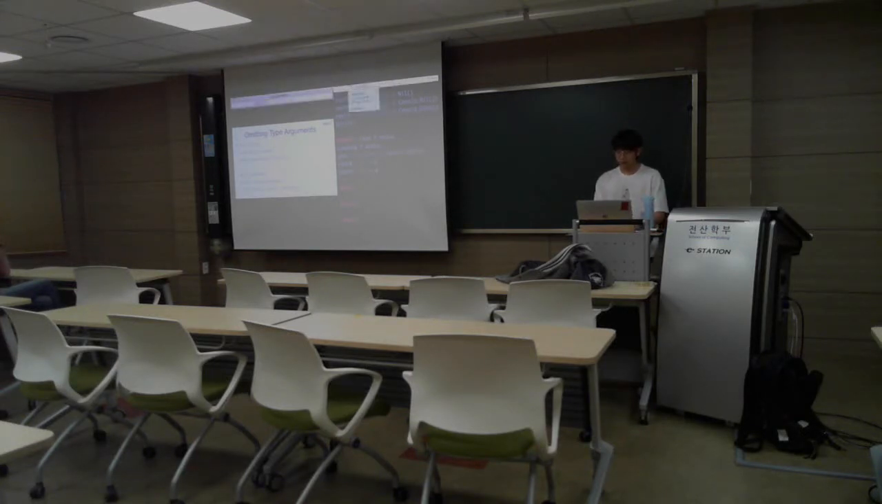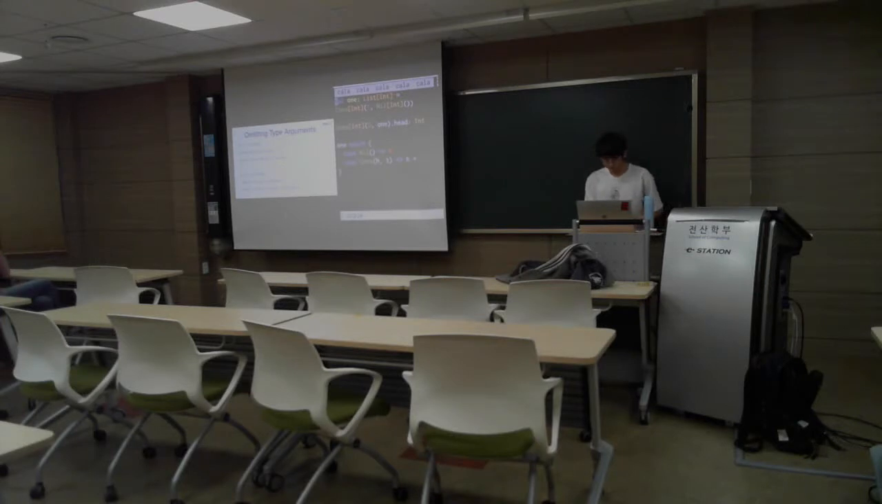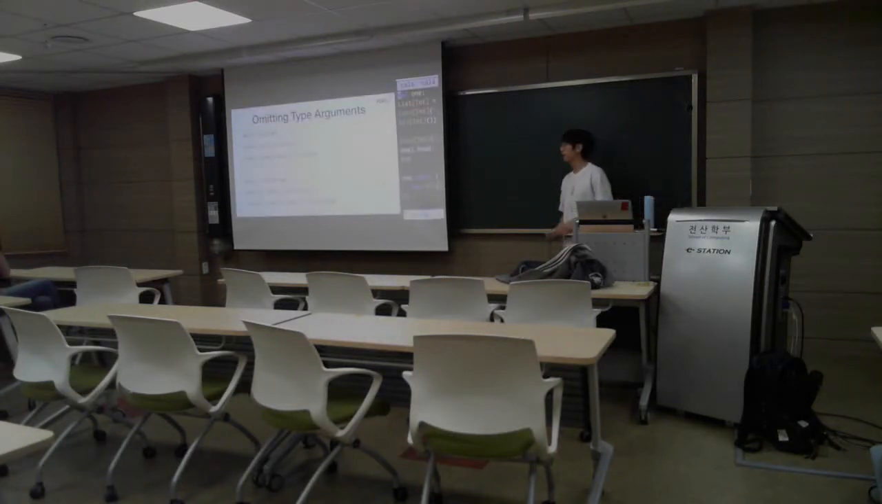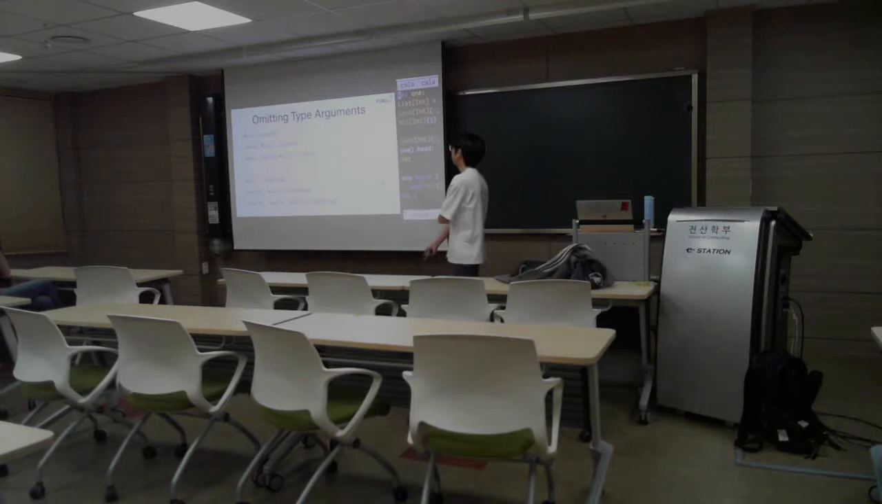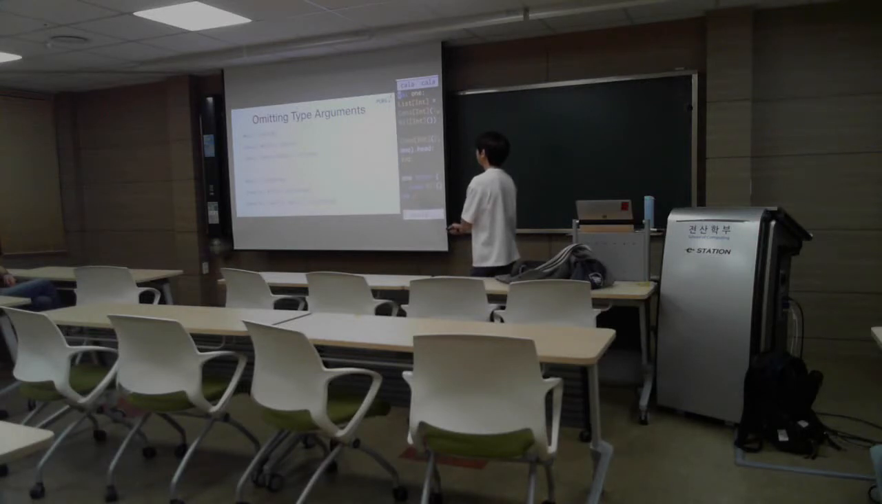However, sometimes annotating type arguments every time will be very verbose, because everybody can know this is a list of integers because every element of this list is an integer. Also, in this case, every element is a string, so everybody can know that it is a list of strings. So Scala can infer type arguments when you omit them. So in this case, you can explicitly type check this Nil to List Int.